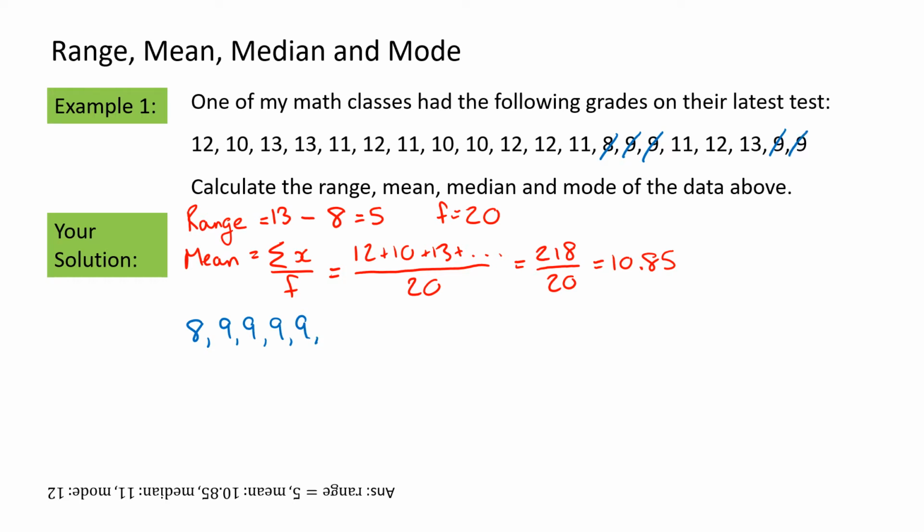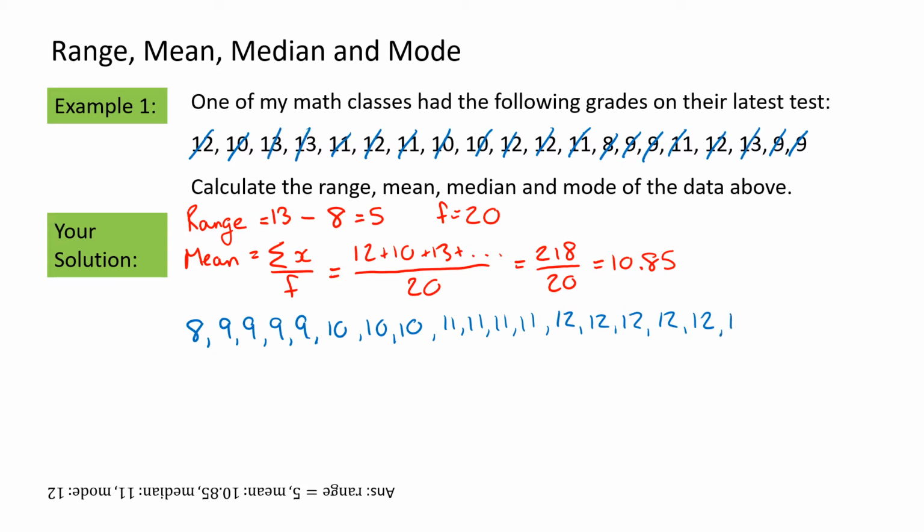Our next number is 10. Okay. So I see a 10 here, 2, 3 10s. 11, we see 1, 2, 3, and 4. 12, we see 1, 2, 3, 4, 5. And 13, we see 1, 2, 3 times. So with them now in order, we can find the median and the mode.